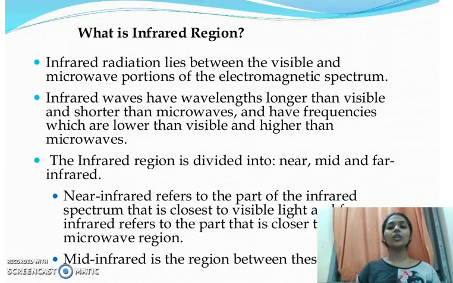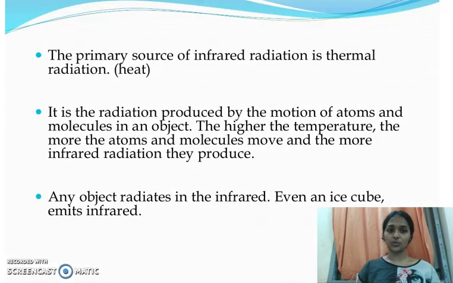They are divided into near, mid and far infrared. Near infrared refers to the part of the infrared spectrum which is close to the visible light, and far infrared refers to the part which is closer to the microwave radiation. Mid infrared is the region in between these two.